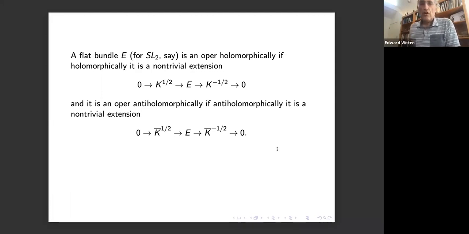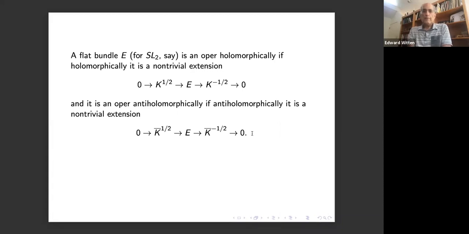A flat bundle is an oper holomorphically, and a flat bundle is a holomorphic oper if, forgetting the flat structure and just viewing it as a holomorphic bundle, it's a non-trivial extension. And it's an oper anti-holomorphically if anti-holomorphically it's a non-trivial extension. So such a non-trivial extension is unique up to isomorphism. So this condition uniquely fixes the holomorphic structure of V, but says nothing about the anti-holomorphic structure. And the other condition uniquely fixes the anti-holomorphic structure and says nothing about the holomorphic structure.